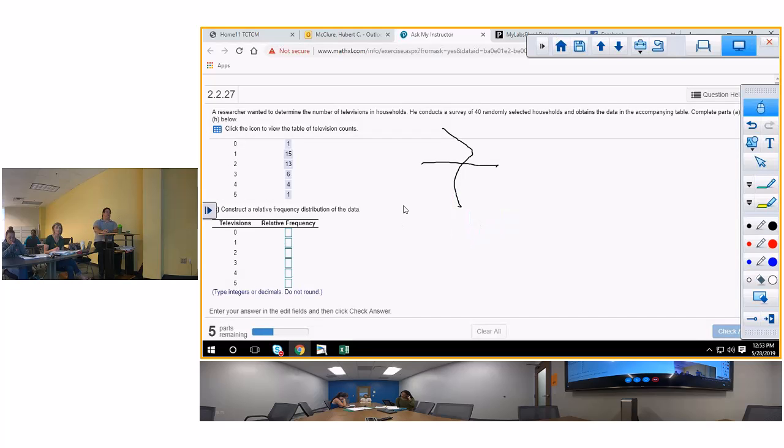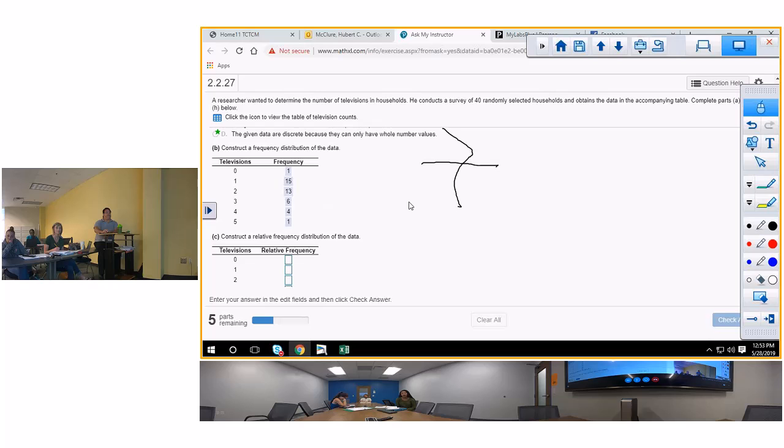Oh, come on. Construct a relative frequency. Okay, somebody take your calculator. You got to add them all up. How many are there? Does it say up here 40? Okay, so 1 divided by 40.